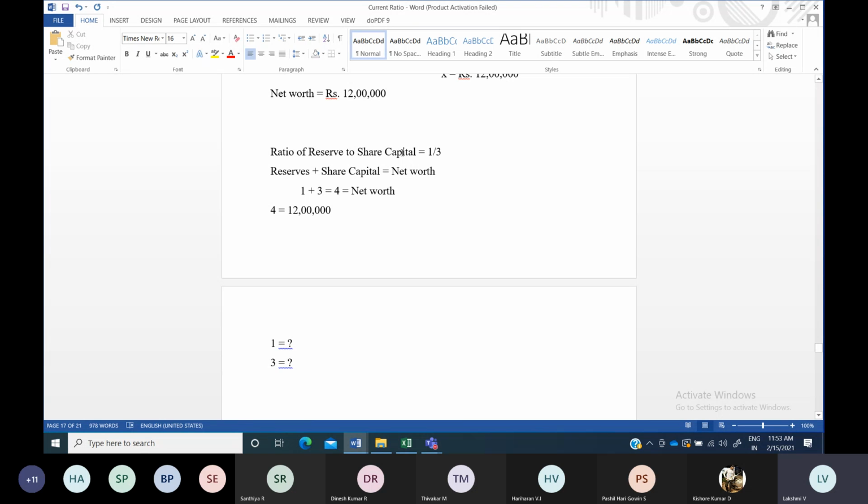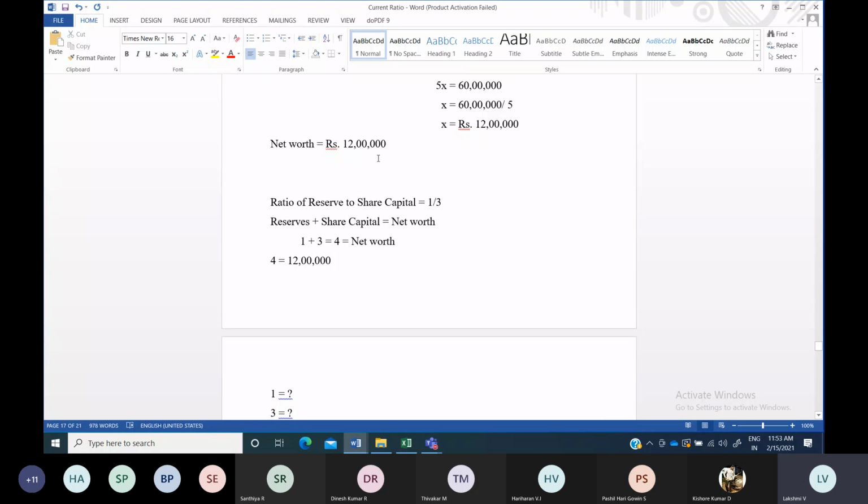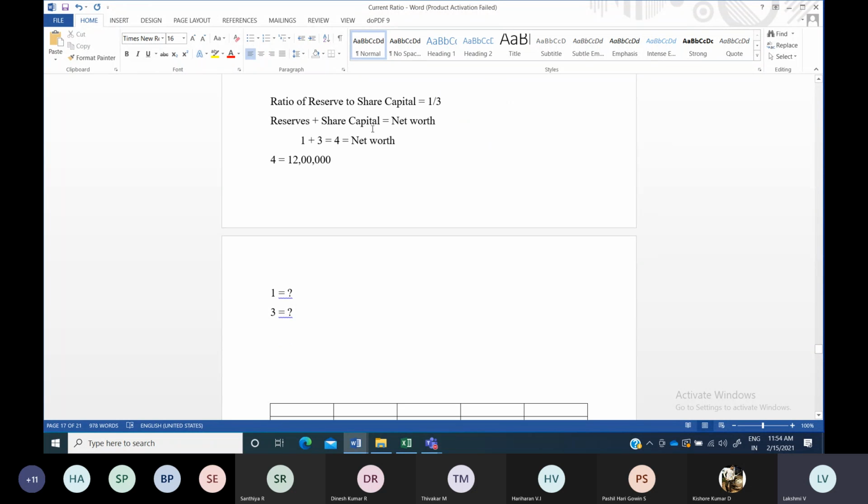Here, reserves plus share capital is equal to net worth, I'm taking. So reserve, the proportion is 1, and share capital is 3 actually. So now if I take net worth, how much is my net worth? Reserve is 1, share capital is 3, means 1 plus 3 is 4. So 4 is my net worth here. Okay. So already I calculated that the net worth amount is 12 lakh. Now 4 is 12 lakh. This is the part which we left on the other day.